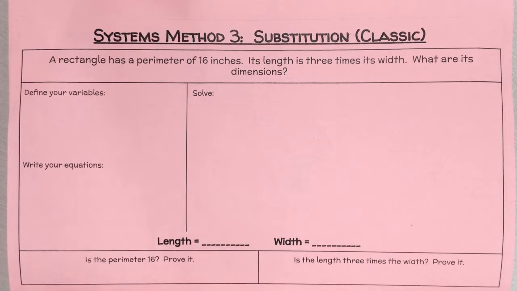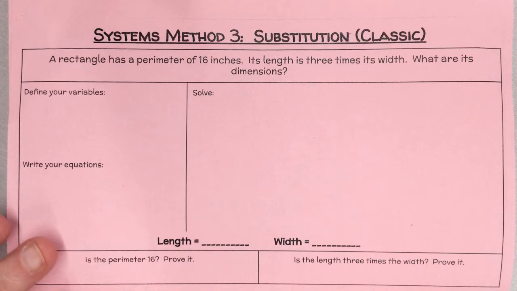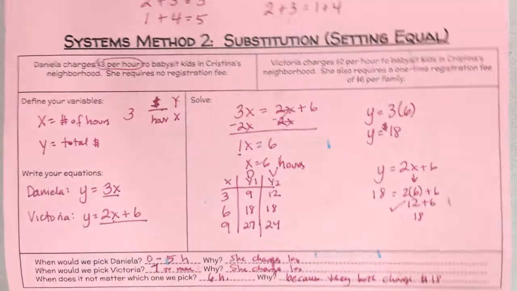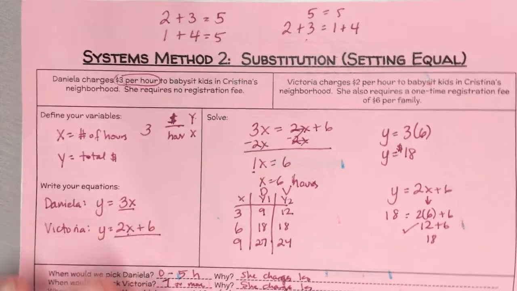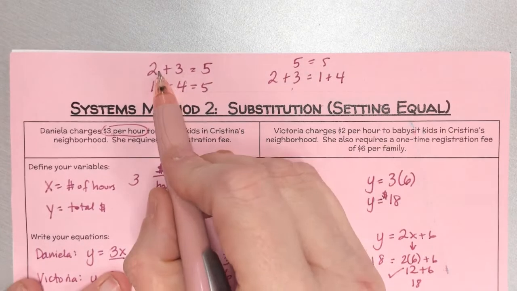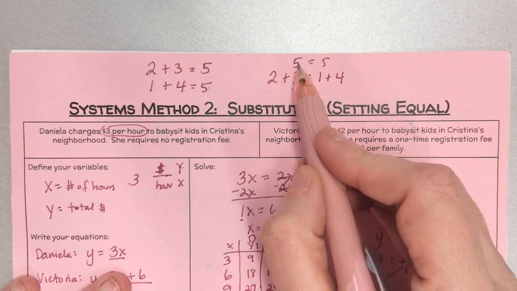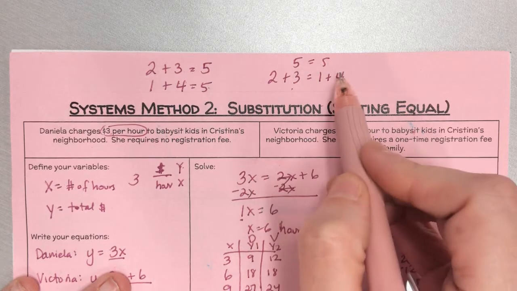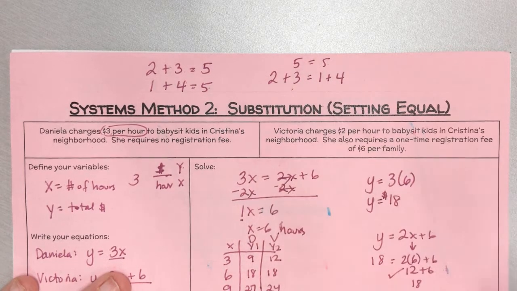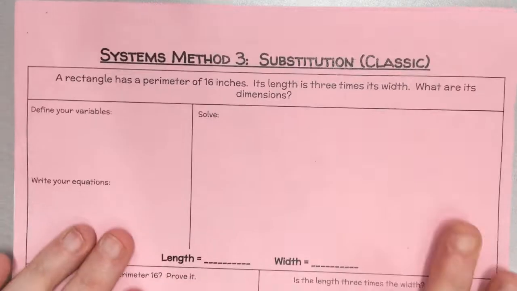So today we're going to learn the next method, which is Systems Method 3, Classic Substitution. So yesterday we learned about setting equal. And we talked about how if 2 plus 3 is 5 and 1 plus 4 is 5, and since 5 equals 5, then whatever 5 is equal to is equal. I've said equal a whole bunch of times. But we're going to do something a little different this time.